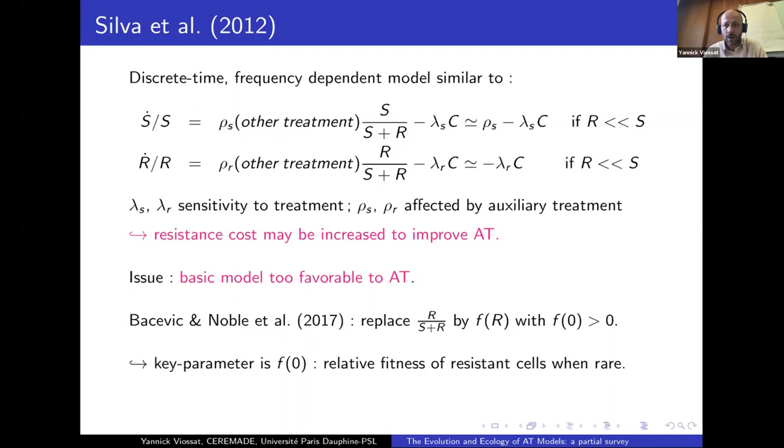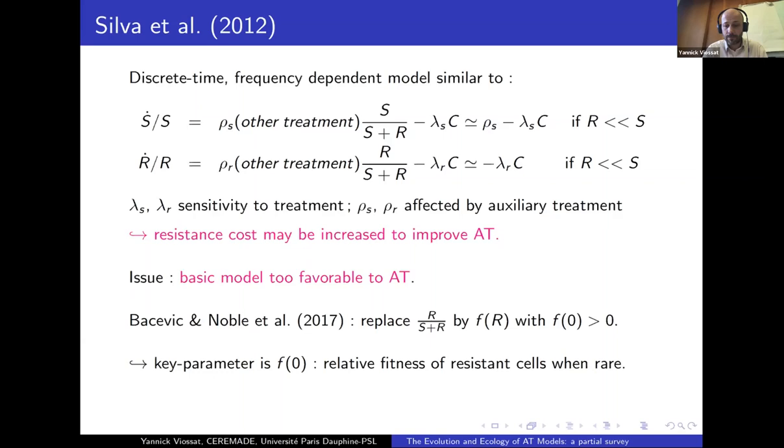And this is well explained. However, some of us felt that the basic model, the form of frequency dependence, was too favorable to adaptive therapy, contrary, I should say, to Bob's initial model in 2009, because you see, if R is very small, the relative fitness of resistant cells is really small as well. So Basanta, Noble, and Cotter in 2017 decided to study a similar model, but replacing the frequency dependence expression R divided by S plus R by some function of R, which is non-zero when R is equal to zero. So the relative fitness of resistance when rare does not approach zero. And they find that the key parameter to estimate the gain of adaptive therapy over MTD is this relative fitness F0 when resistant cells are rare.